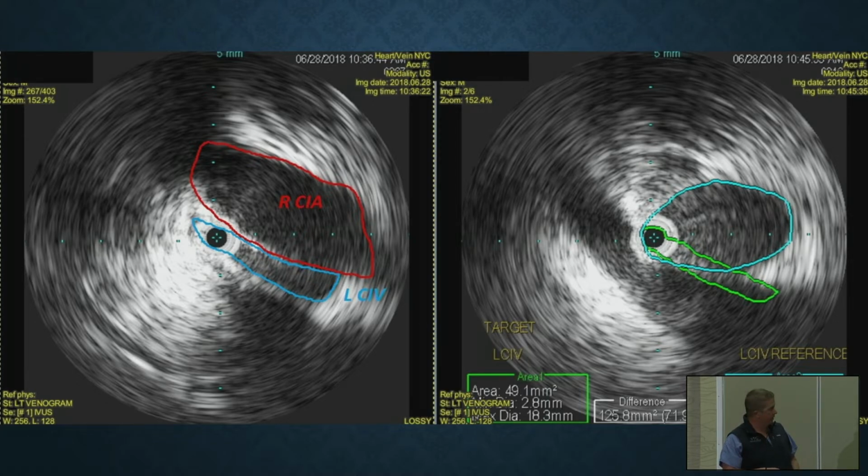These are pre-marked. So this is the normal one that I measured earlier. This is the actual DVT. As you can see here, the catheter is almost completely occlusive in this area. And this is the right common iliac artery crossing over that left common iliac vein.